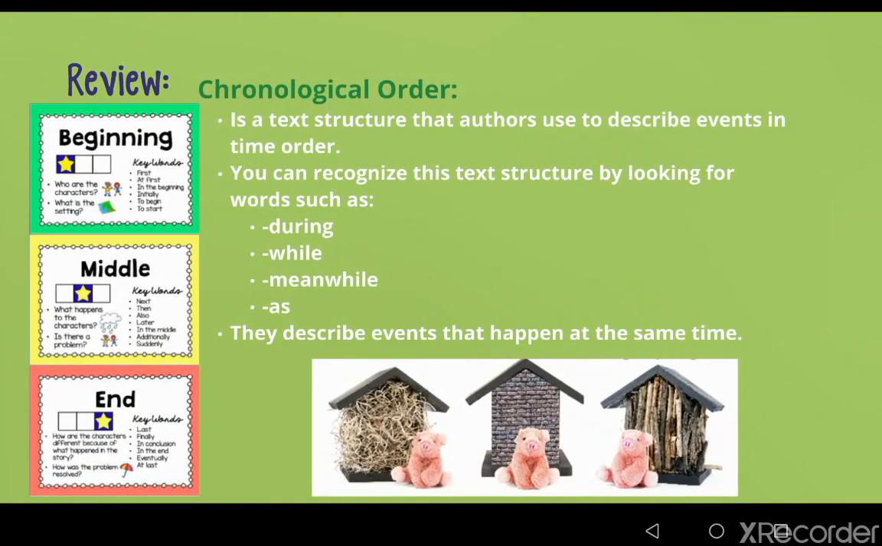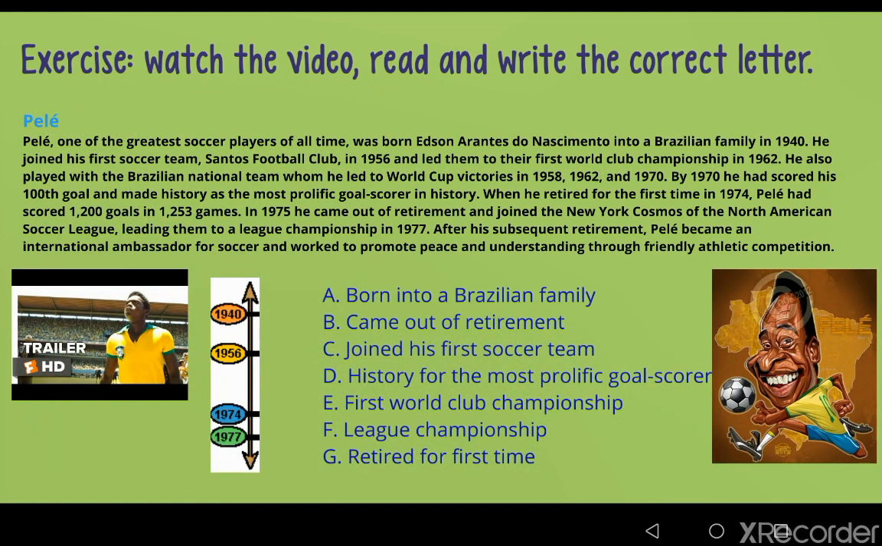Now, we're going to have a little review. Chronological order is a text structure that authors use to describe events in time order. You can recognize this text structure by looking for words such as during, while, meanwhile, as, and they describe events that happen at the same time. Again, beginning, middle, and end, okay? And we have it in all kinds of stories.